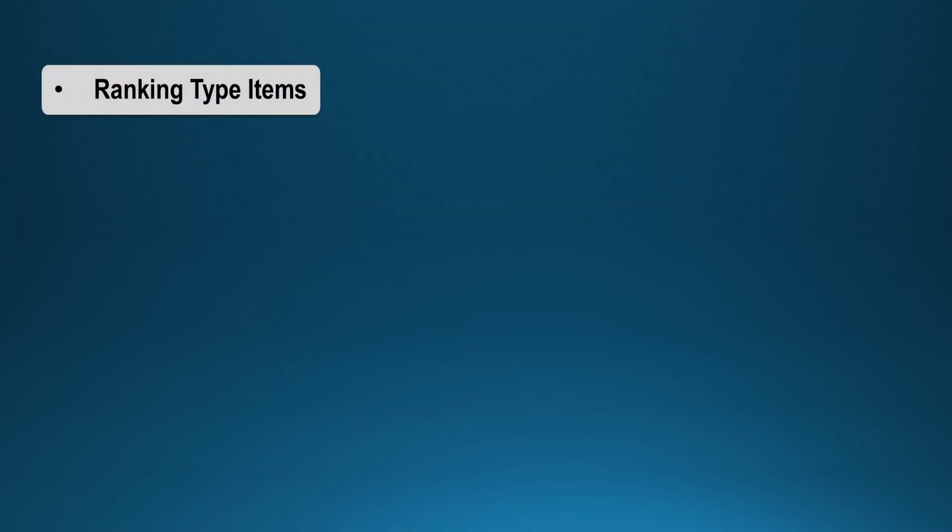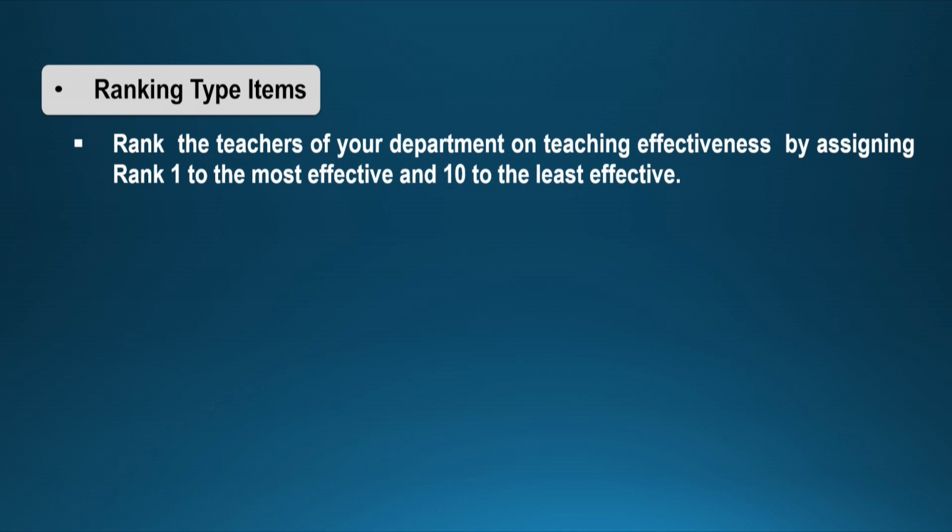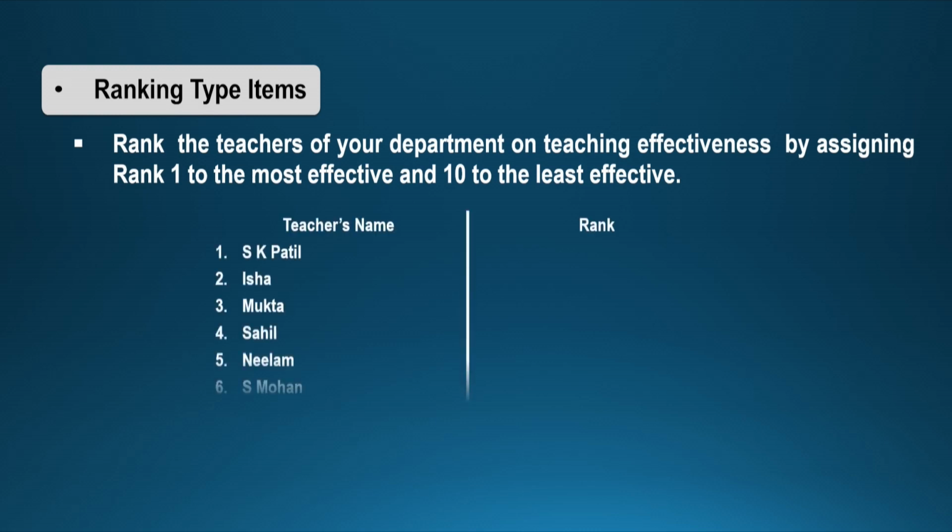There can be ranking type items. Rank the teachers of your department on teaching effectiveness by assigning rank 1 to the most effective and 10 to the least effective. And again, the names of 10 faculty members are enlisted and the rank is left. The person has to assign ranks based upon the teaching effectiveness.